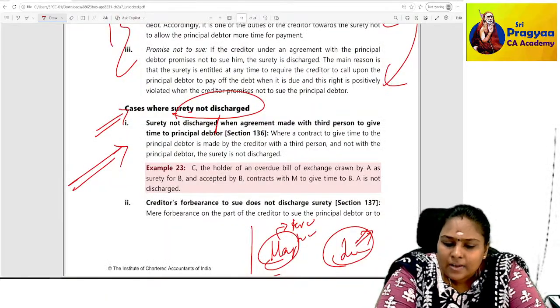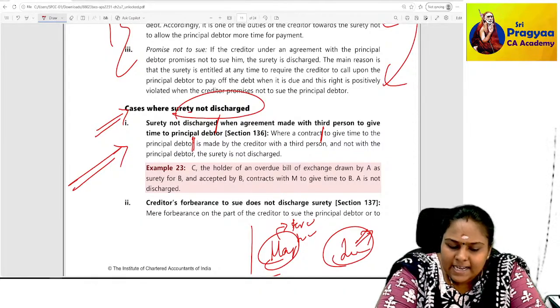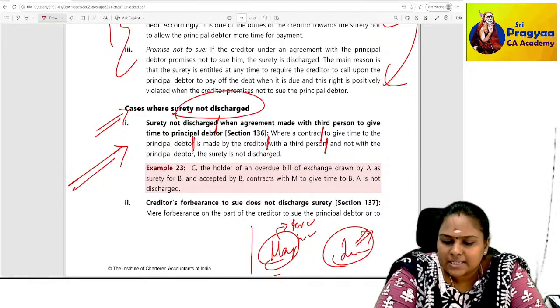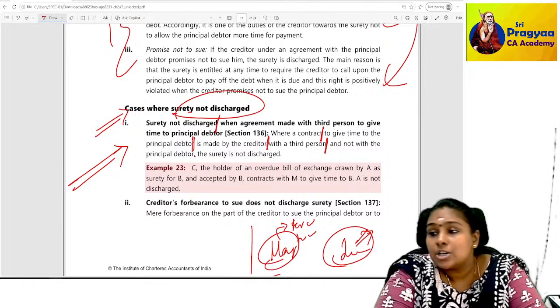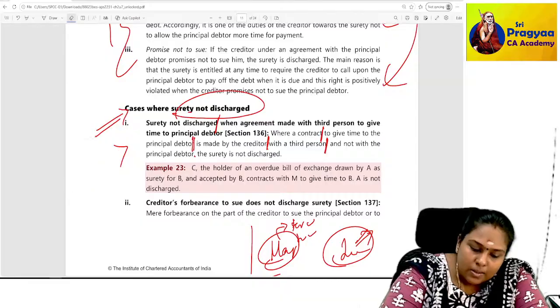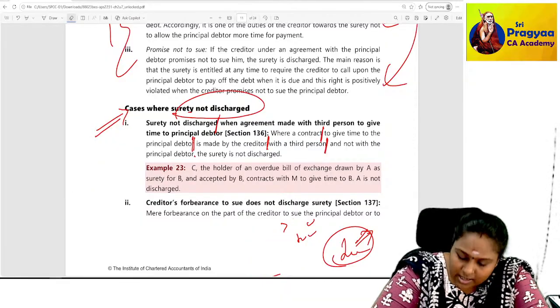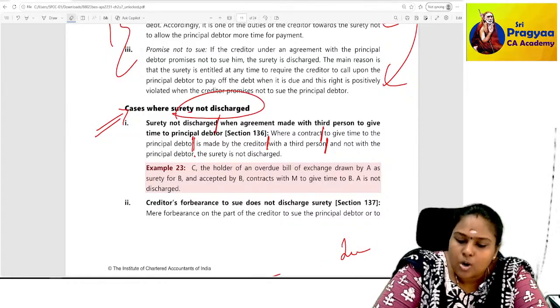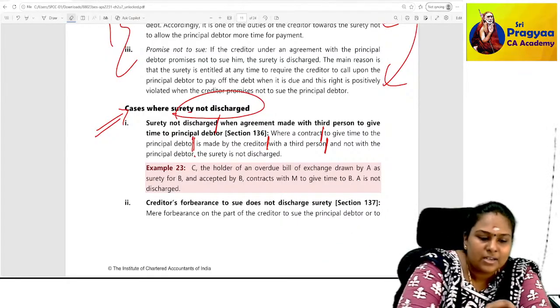Start reading. When contract to give time to the principal debtor is made by the creditor with the third person and not with the principal debtor, the surety is not discharged. Okay, now they have given you an example. Again, bills of exchange is involved here. So let me try to explain if you are able to understand better. If not, whatever example I gave you, have it in mind.